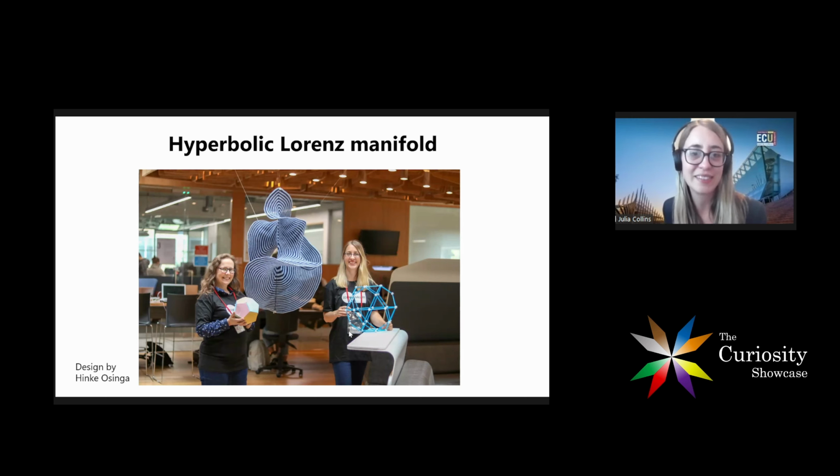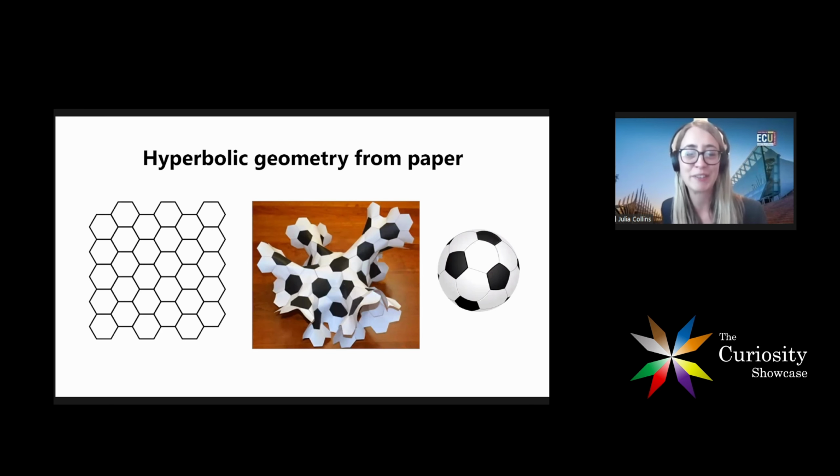So this is a design by Professor Hinke Osinga in Auckland, and she designed a hyperbolic crochet pattern for something called the Lorenz manifold, which is an object that's used to model the equations that govern how the weather and how the atmospheric currents move. So you can do some really, really complicated physics also using craft and those ideas of visualization and geometry that we learned about before. So I realize I'm coming towards the end of my 15 minutes.